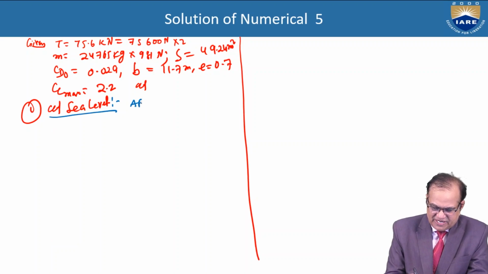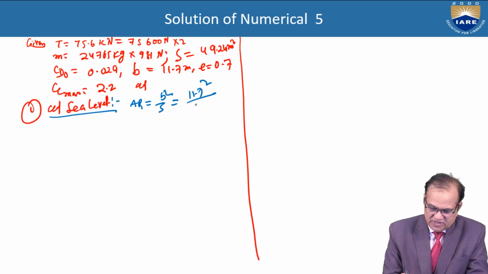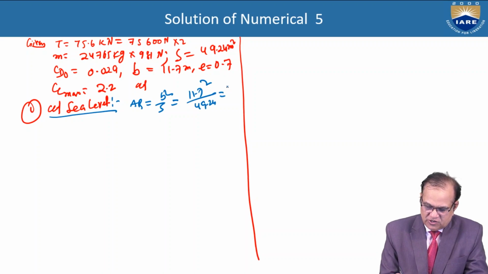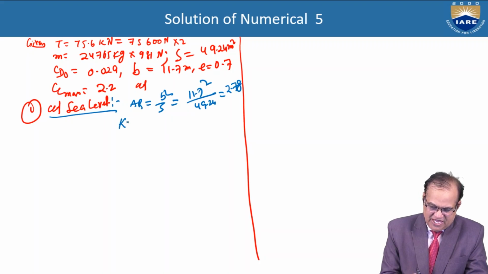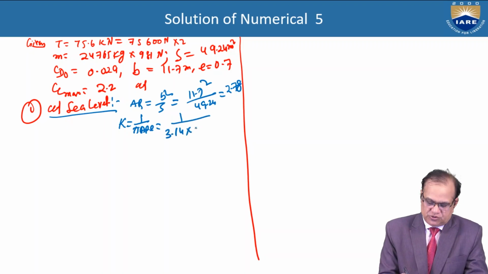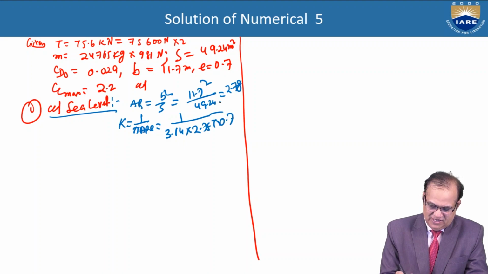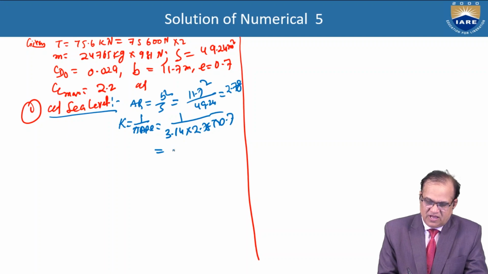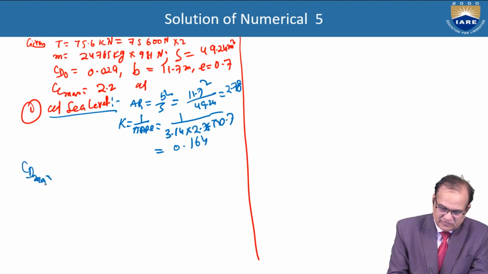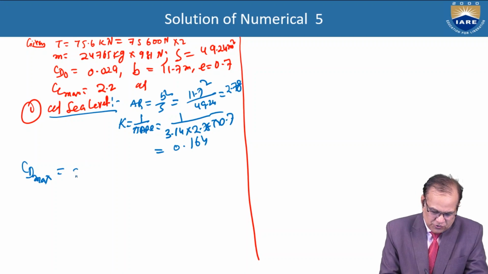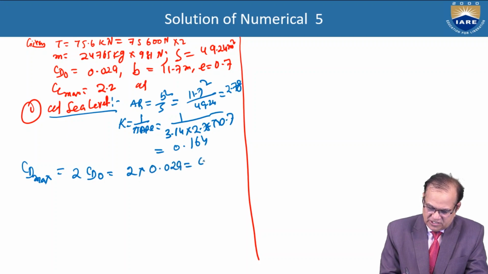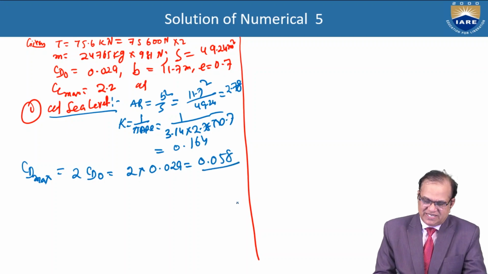So we know that aspect ratio is equal to B square by S. 11.7 square by S is equal to 49.24. You will get 2.78. K is equal to 1 by pi aspect ratio E. 1 by 3.14 into aspect ratio 2.78 into 0.7. You will get this K is equal to 0.164. CD max is equal to 2 CD naught. 2 into CD naught 0.029, 0.058. This you got the CD maximum.